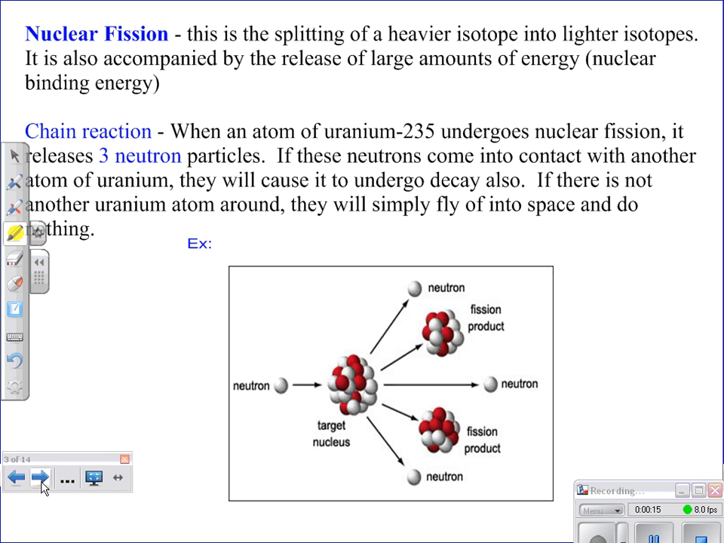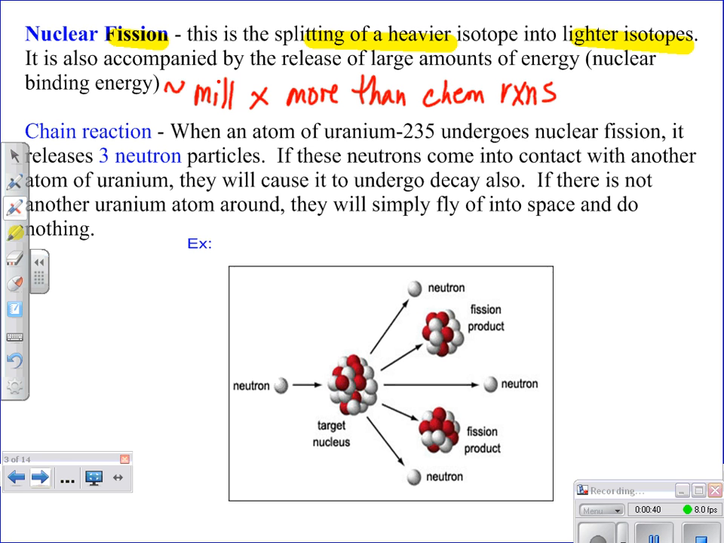This is one type that is pretty important, and it's just the splitting of heavier isotopes into lighter isotopes. And in the process, we get a whole bunch of energy that's released. And by a whole bunch, we're talking somewhere around 1,000,000 times more than with chemical reactions. So it's a huge release of energy. And you can have chain reactions.